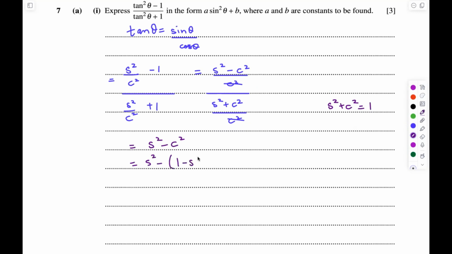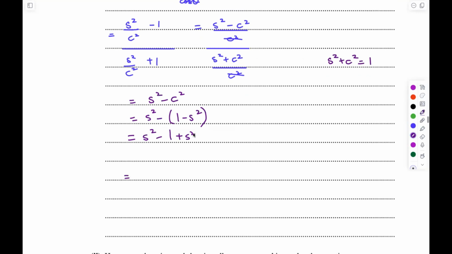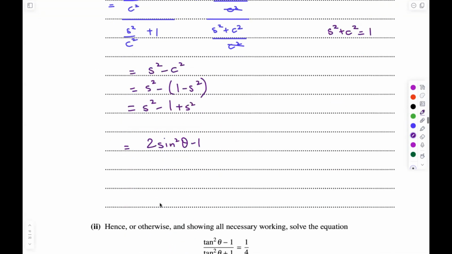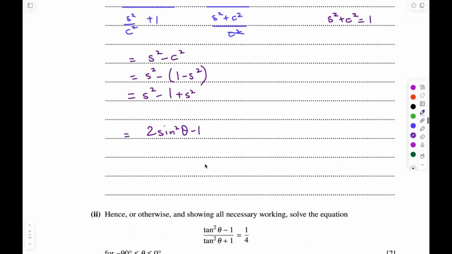So this will become 1 minus sine squared. Opening the bracket, we'll get sine squared minus 1 plus sine squared. So the final answer will be sine squared plus sine squared, which is 2 sine squared theta minus 1. So we have to bring it into the form a sine squared plus b. So a will be 2 and b will be minus 1.